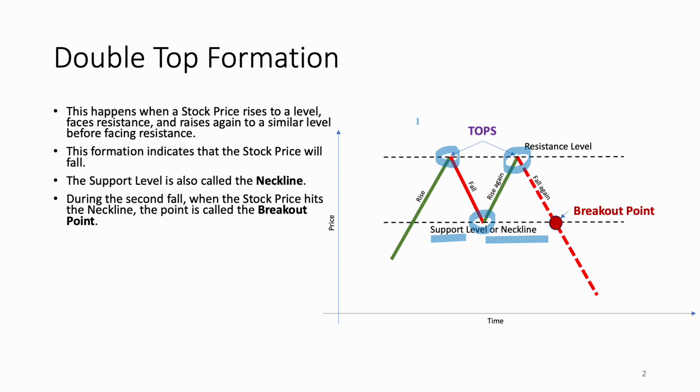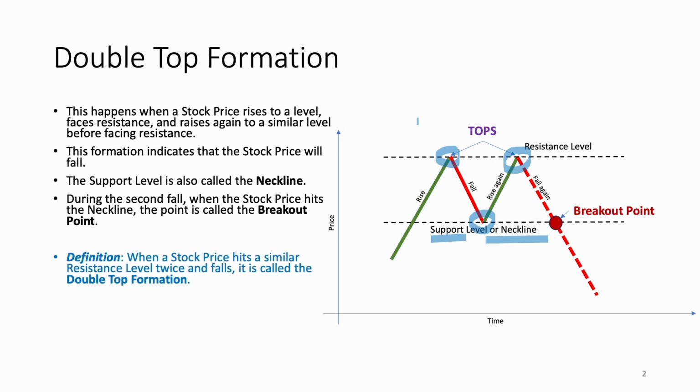From this point, the stock price will fall steeply and go to a low level. So we have to be very careful when we see this particular pattern. By definition, a double top formation happens when a stock price hits a similar resistance level twice and falls.